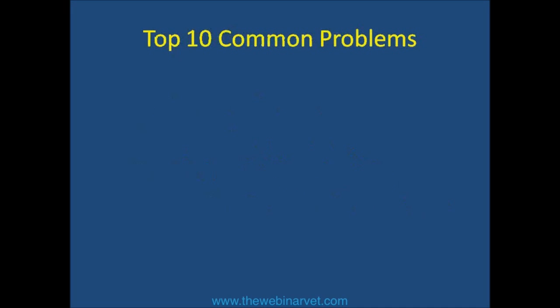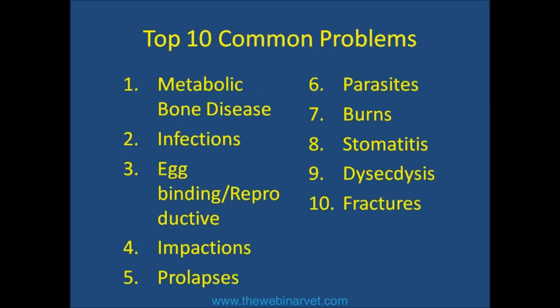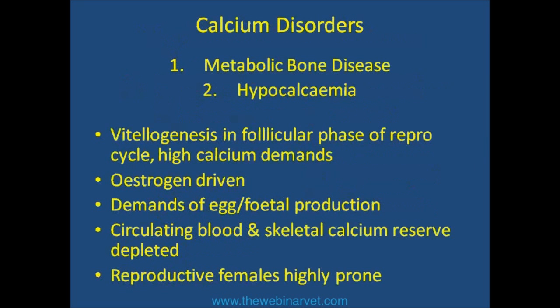So as I say, reproductive problems I've classed as four main areas, and if we look at the top 10 common problems that I talked about in my last vet webinar, we see that in the top 5 we've got metabolic bone disease, which is intrinsically linked with calcium disorders, egg binding and reproductive problems, and prolapses. Those three areas are in the top 5 of the top 10 common problems we see in reptiles.